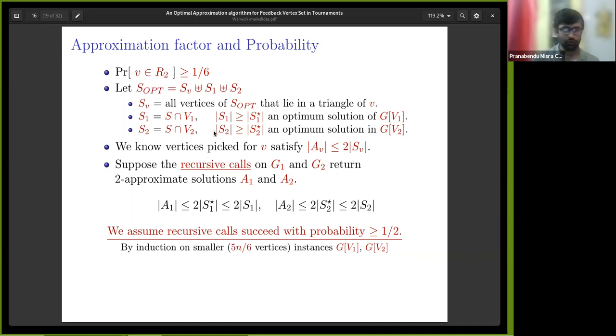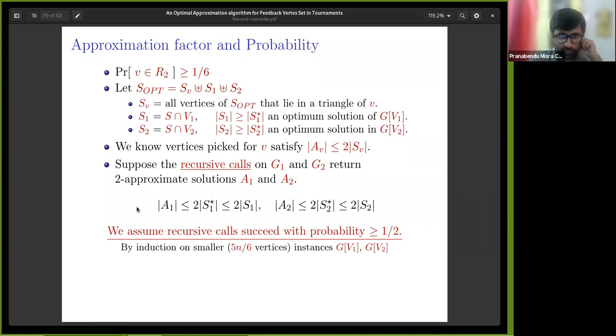Right? So we have a lot of randomness, like we have a lot of random events going on here, but if all of those things work out correctly, then we do end up with a two approximate solution. So what remains to show is basically what is the probability with which these things happen, and how do we make sure that the probability of success is constant or something like that.